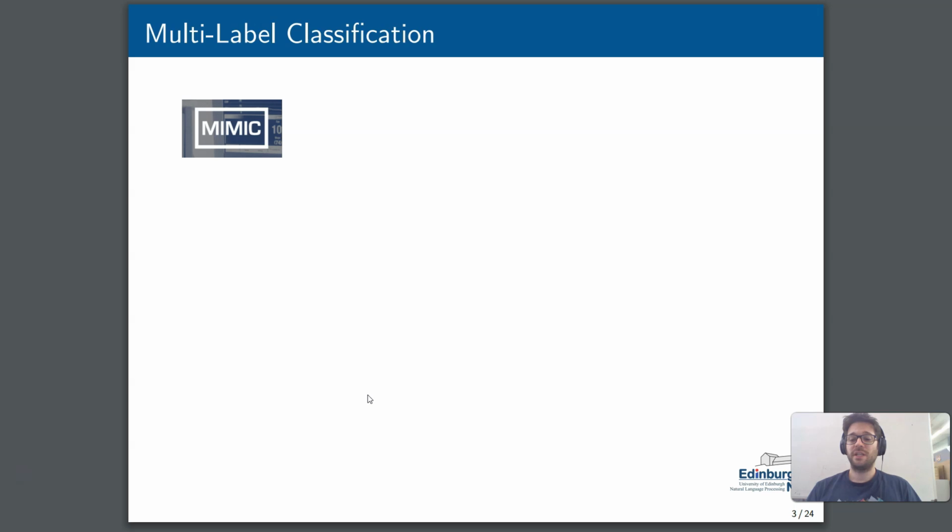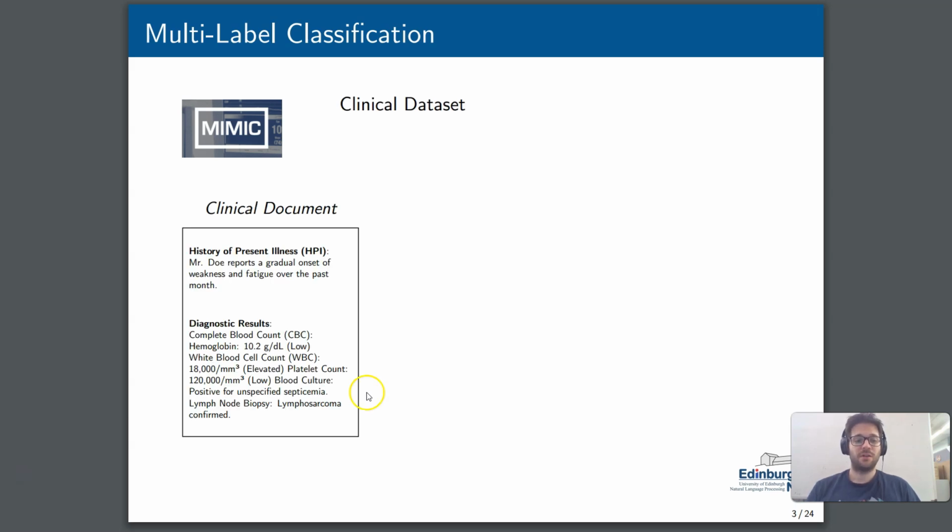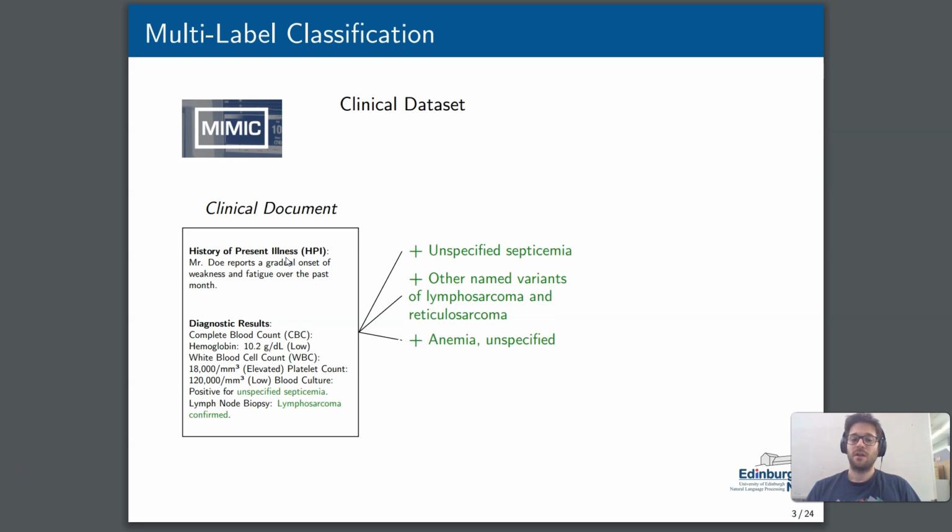We will focus on multi-label classification datasets that have a large number of output labels. One such example is the Mimic dataset. Here, we're given a clinical document, and we're asked to assign it a set of findings, where each finding is a label. So for example, this document may have these three labels assigned to it, and the remaining findings from the label vocabulary may be absent.